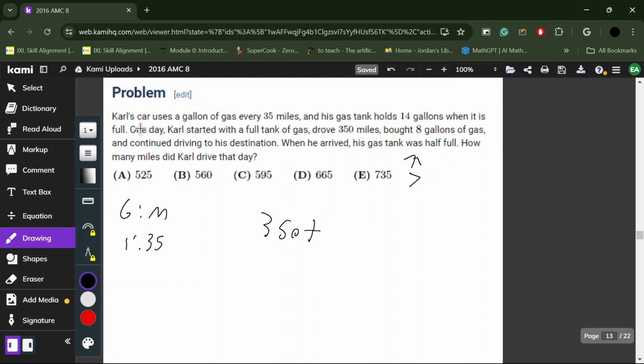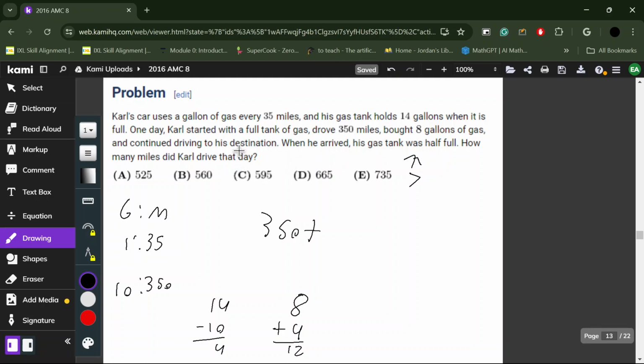So after he started with the full tank of gas, he drove 350 miles, right? So if he did do 350 miles, that means he used 10 gallons of his gas. If it was full, it was 14 minus those 10 gallons to get 4 gallons left. Then he bought 8 gallons, so it'd be 8 plus 4 gallons, which is 12.